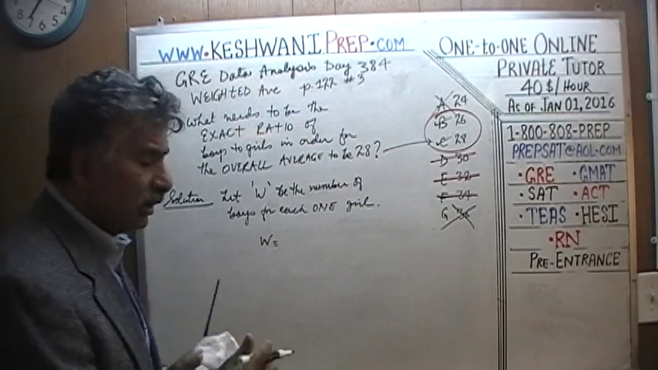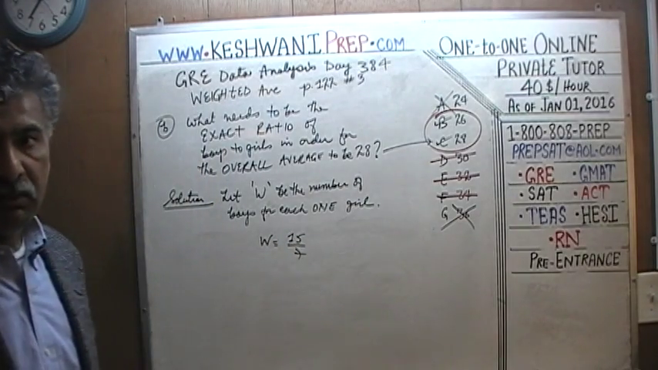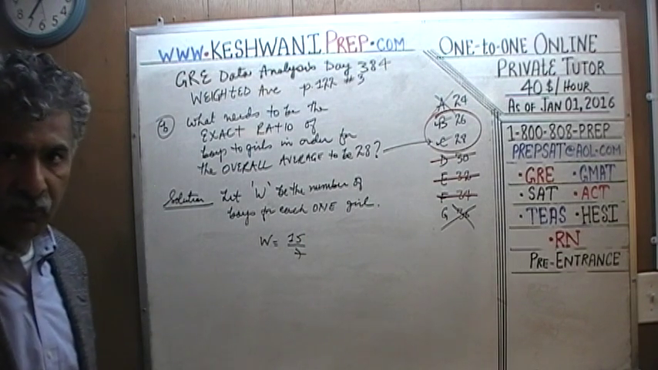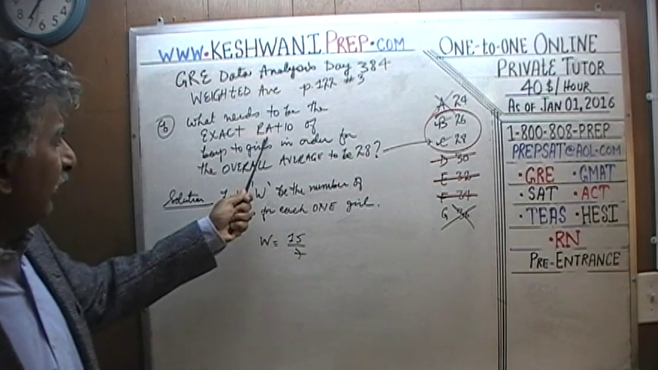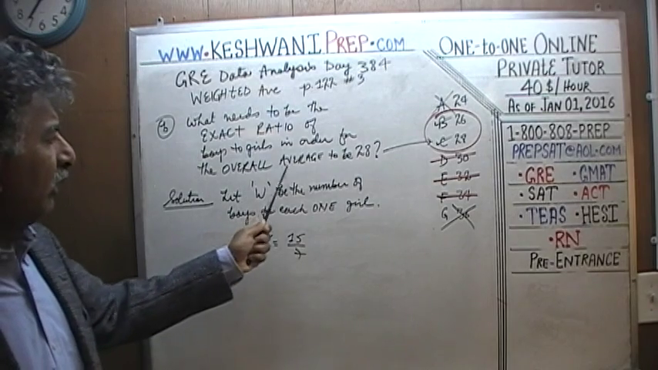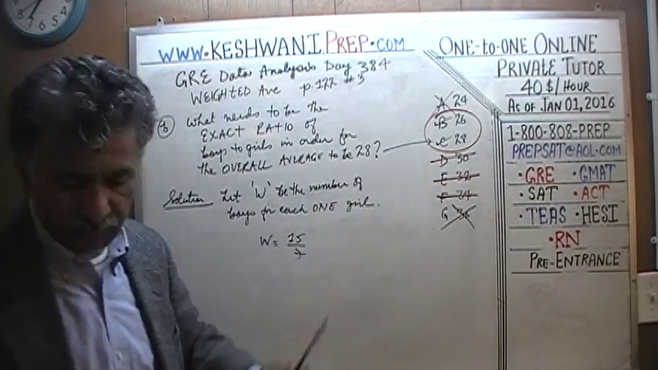It is possible, after we do all the work, for it to turn out 15 over 7. What this tells us is that for every 7 girls, there are 15 boys. Let's find out what the W needs to be. What needs to be the exact ratio? What weight needs to be assigned to the boys in order for the overall average to be this magic number of 28?